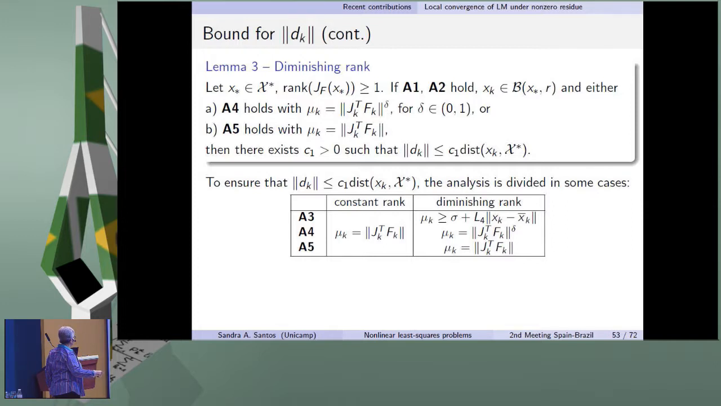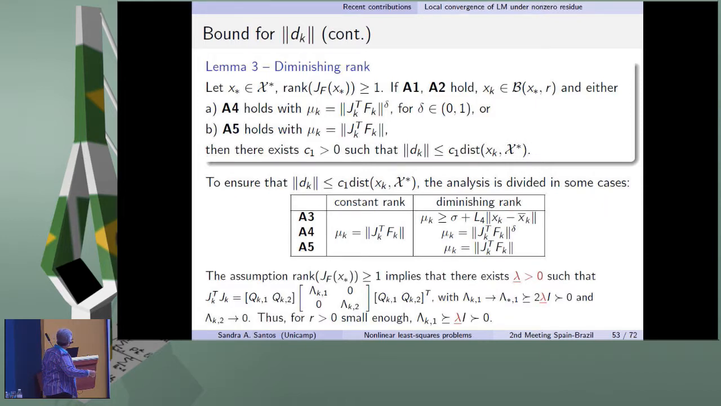In the constant rank case, the mu k may be just taken as the norm of the gradient at the current iterate, and in the diminishing rank case, it depends on the assumption. We need to make distinct choices for the Levenberg-Marquardt parameter. It's important just to clarify this hypothesis here. This is important because it implies that we have a uniform lower bound for the meaningful part of the spectral decomposition of J_k transpose J_k, so that we can really safely bound it from below.